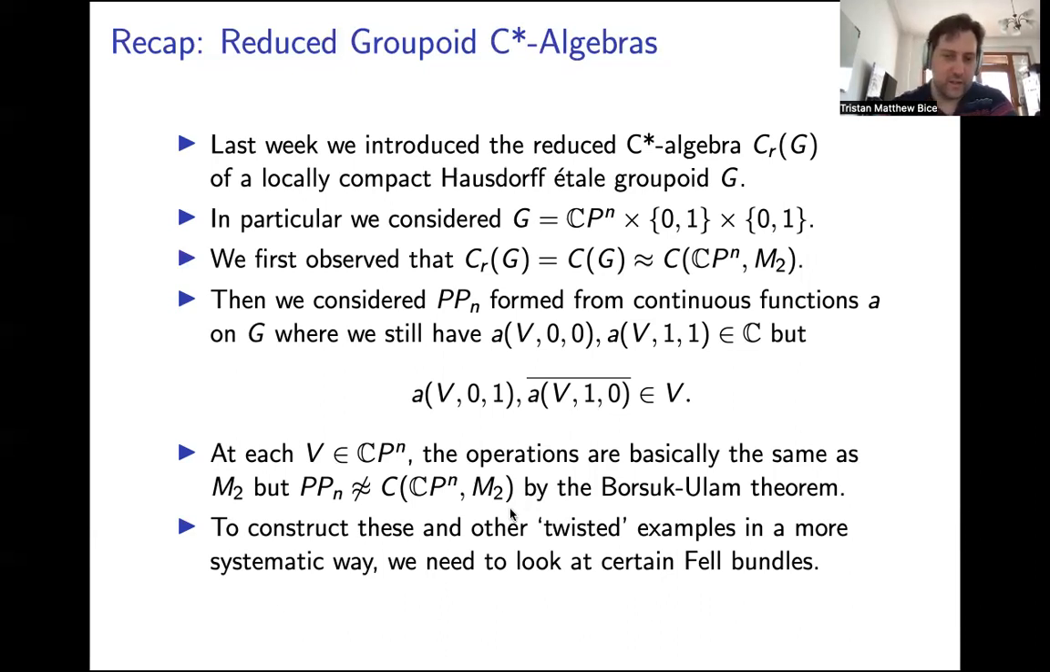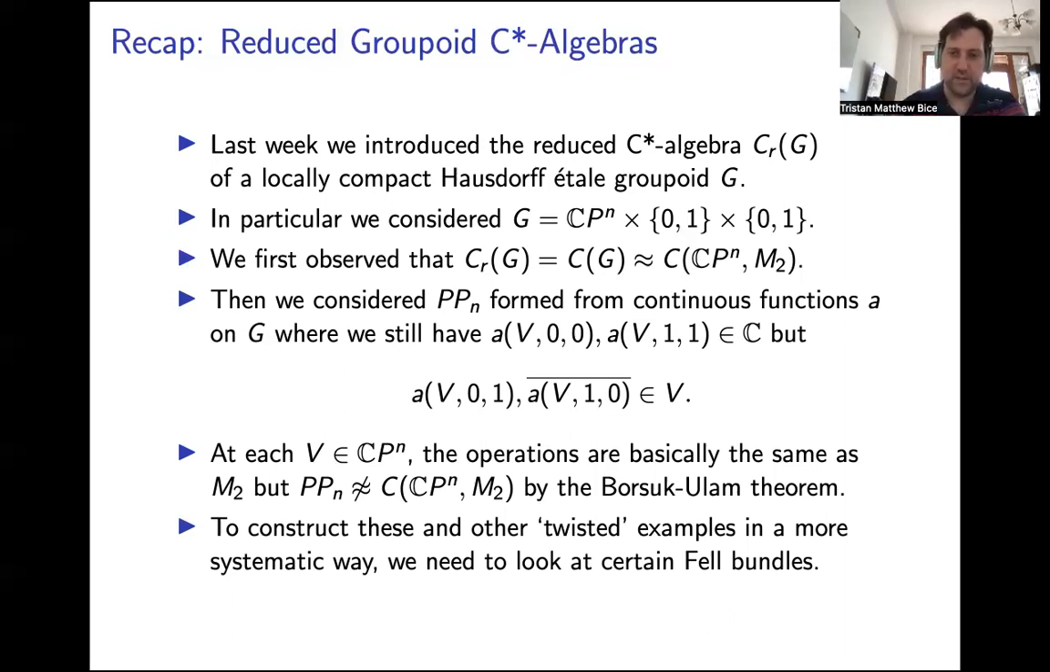It's really instructive, if you want to do this in a systematic way, to look at what are called Fell bundles over Étale groupoids. And this is what I want to talk to you about today. In particular, these bundles will include bundles formed in a similar way here. So this A here will be a section of a certain Fell bundle. But to precisely describe what these Fell bundles are, it's going to take a bit of time.